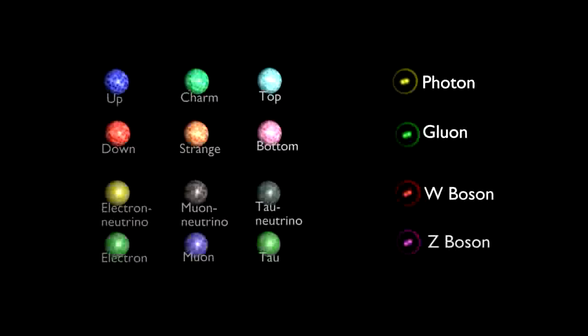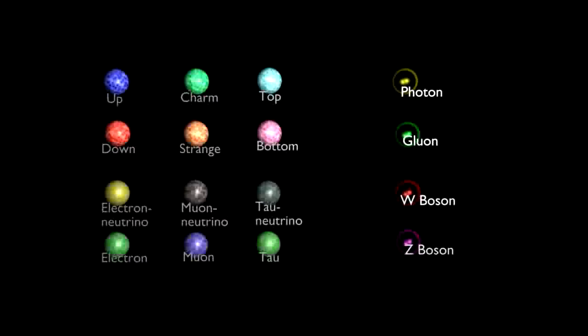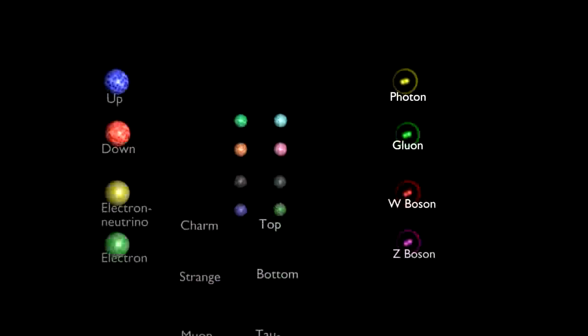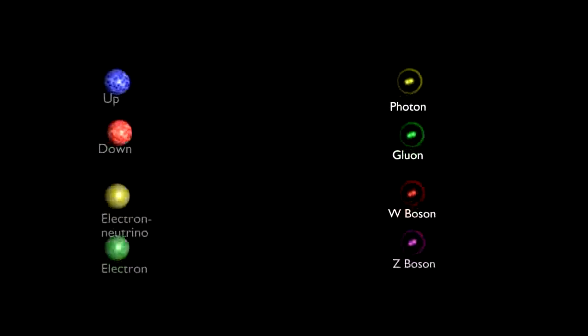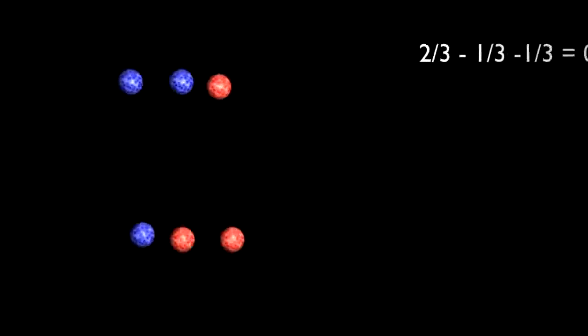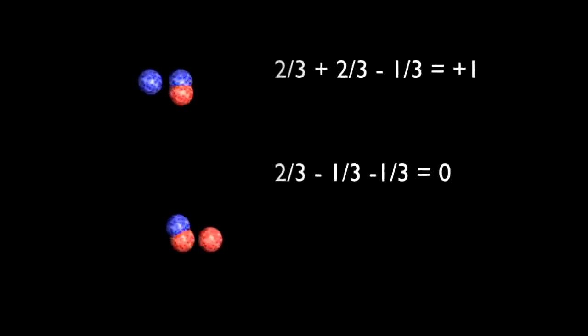Everything we observe in the natural world is constructed from the particles in the first family only, via interactions with the force carriers. The other two families are only found at higher energies in particle accelerator experiments. It takes two up quarks and a down quark to make a proton, and two down quarks and an up quark to make a neutron. The electromagnetic charges of the quarks add up to account for the overall charge of the proton and neutron.